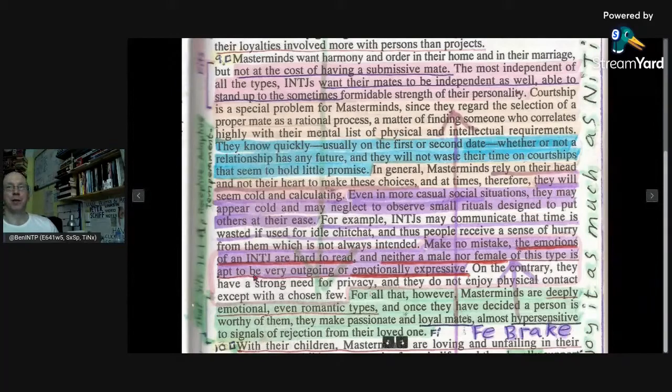Right, sense of hurry up. For example, INTJs, make no mistake. The emotions of an INTJ are hard to read. Reduced affect display, and neither male nor female of this type is apt to be very outgoing or emotionally expressive. On the contrary, they have a strong need for privacy, and they do not enjoy physical contact except with the chosen few. So then, for the socionics people out there who don't think this profile is like socionics ILI, I say read it carefully. Use your brain.